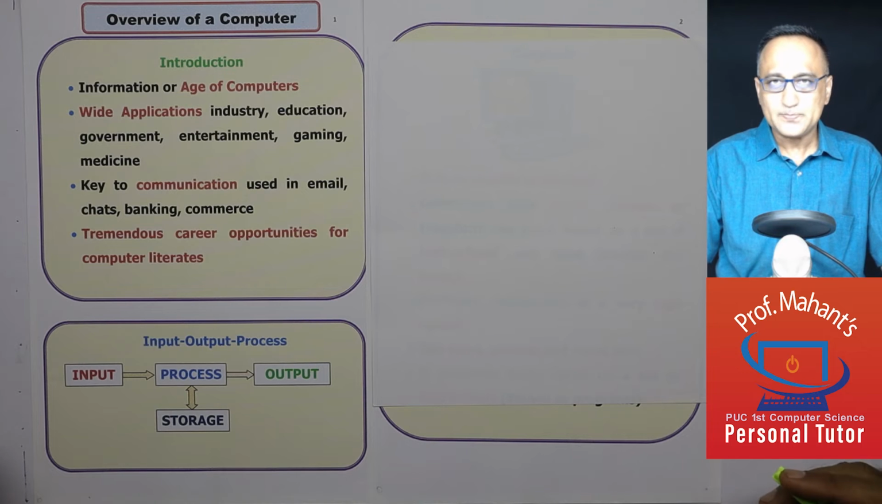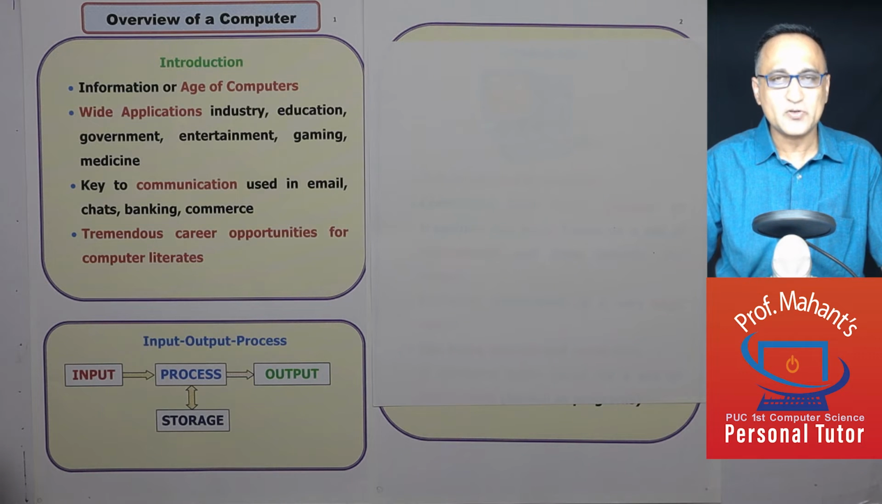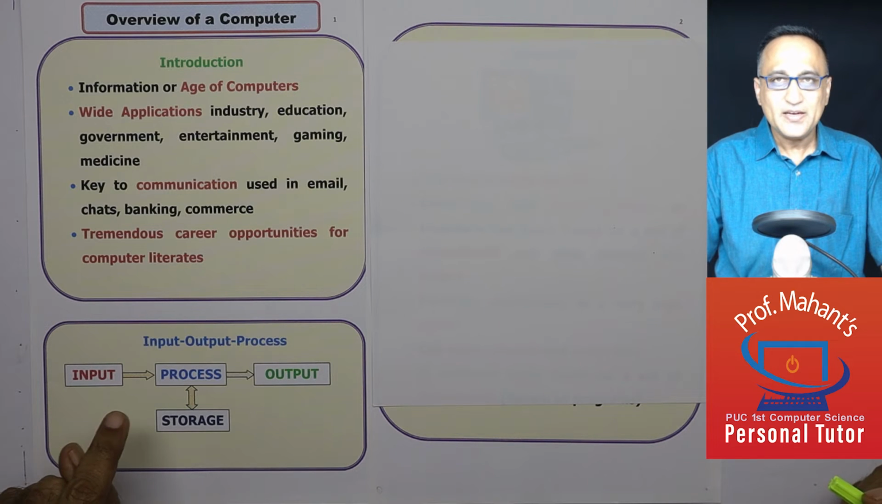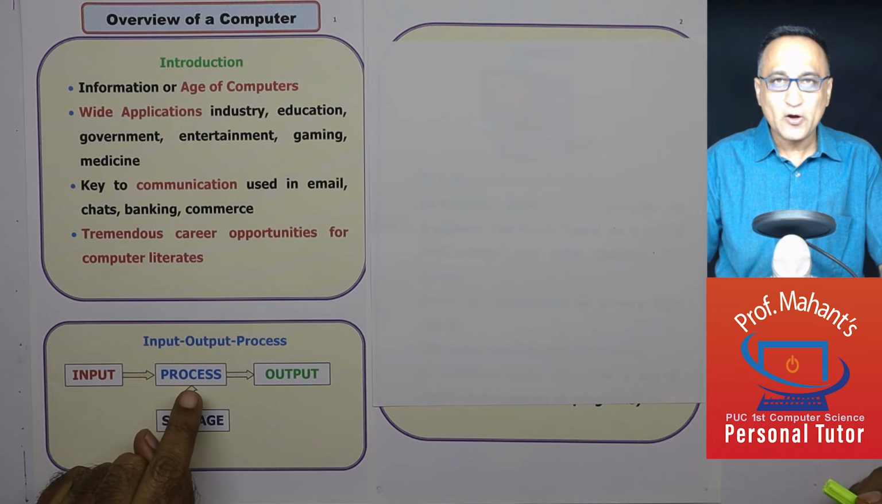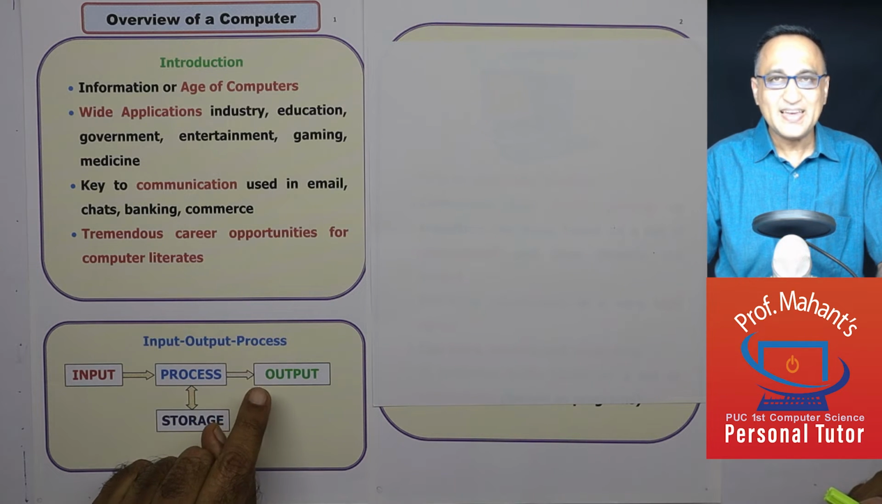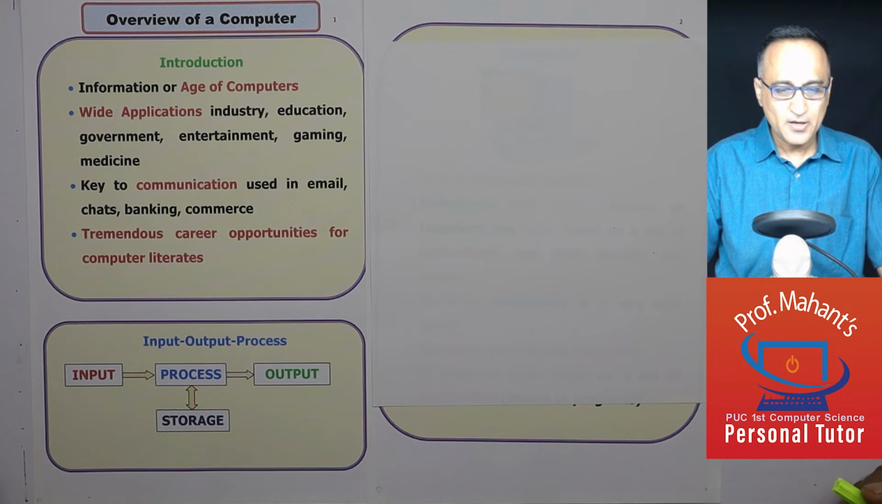Say, for example, I want to calculate the average height of your class. Let's say there are 150 students in your class. So I ask for the heights of all the 150 students. That forms my input. Then, using a simple calculation, I am going to add all the heights and divide it by 150. So in the process, I am calculating the average of the heights. And finally, on the computer screen, I am displaying the average height of the class, that is the height of 150 students.